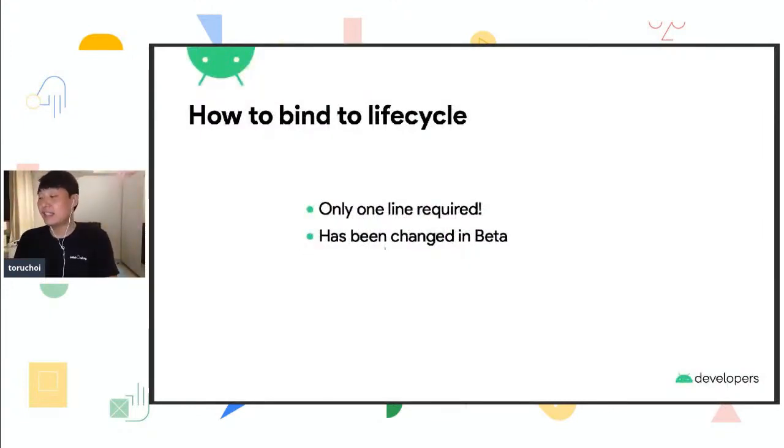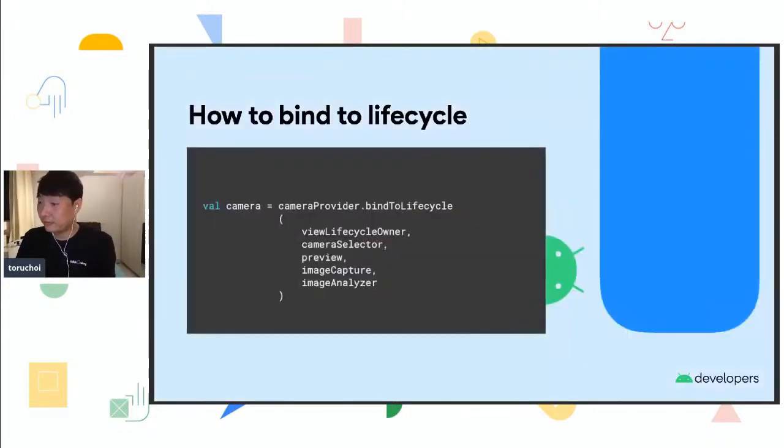Okay, we have glanced at many things, like just use cases or how to initialize, very briefly. Here we reach the final stage, bind and unbind to the lifecycle of Android. From the camera provider, we can just call one line of function here. The parameters are the lifecycle owner, camera selector, preview, image capture, image analyzer.